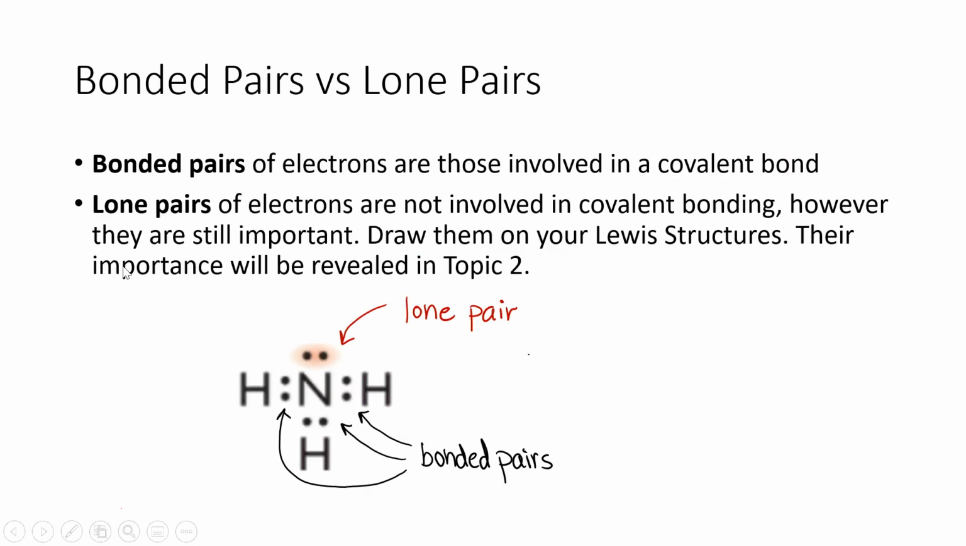So here again is a slide going over that vocabulary, bonded pair versus lone pair. So the bonded pairs are the ones that are involved in a covalent bond. So they're being shared between two atoms. And then lone pairs are not involved in a covalent bond, but they are still important. And we'll talk more about why they're important when we get into molecular shapes.